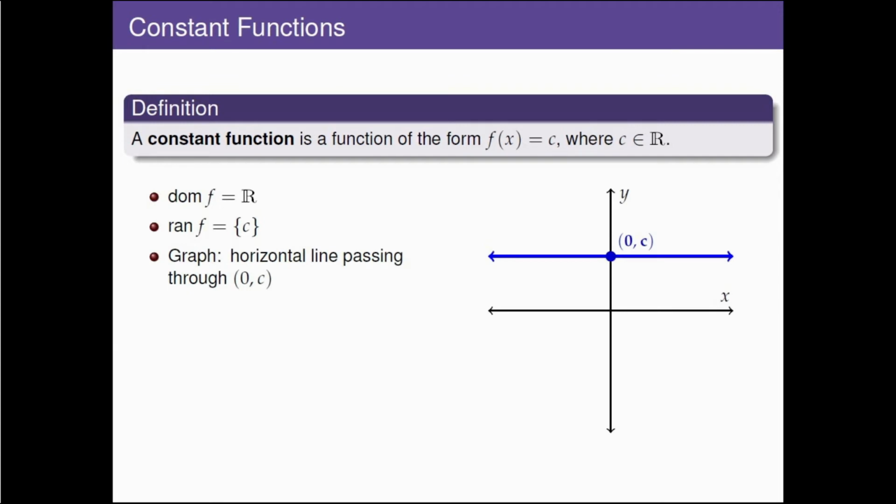The graph of this function is a horizontal line passing through the point (0, c). So this is a sample of a graph of a constant function.